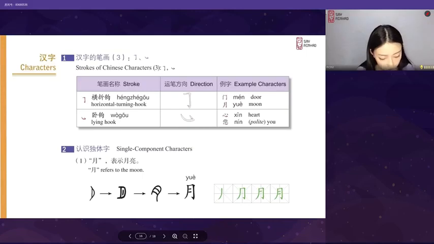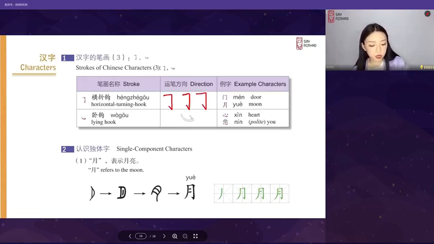So these are the pinyin rules. Now let's move on to the next part, which is the strokes for today. First, the new stroke is this thing, 横折钩, which means horizontal turning hook. From the name itself, we can see what this means. It is first horizontal, then turn, and then hook, right? The direction of writing it is like this, horizontal turning hook.